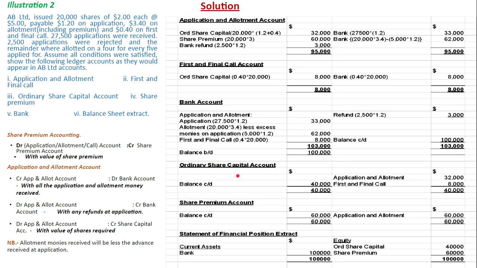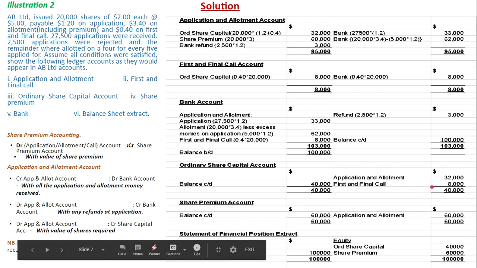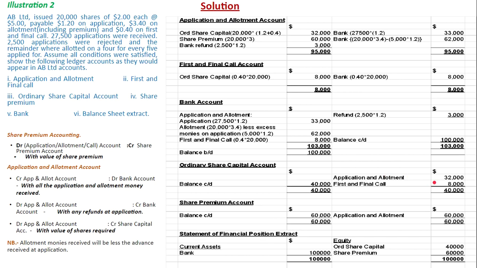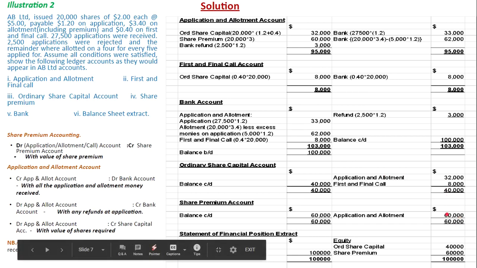Next, we go to the ordinary share capital account. Remember, we said our ordinary share capital is always recorded at par. So we say 20,000 multiplied by 2, we get 40,000. Just to confirm if we did our accounting entries correctly. So we can see we have 40,000 here. 32 plus 8 gives us 40,000. So our ordinary share capital account is okay. Our share premium account is 60,000.